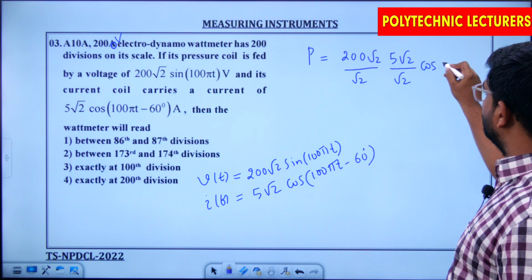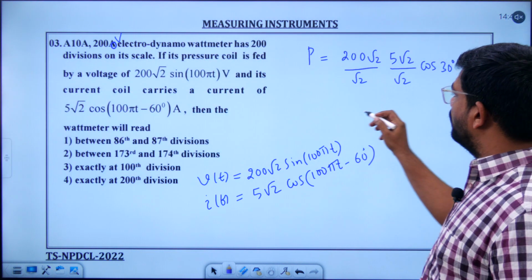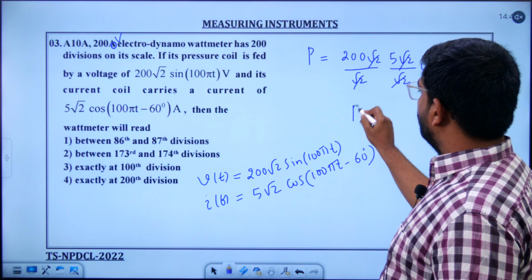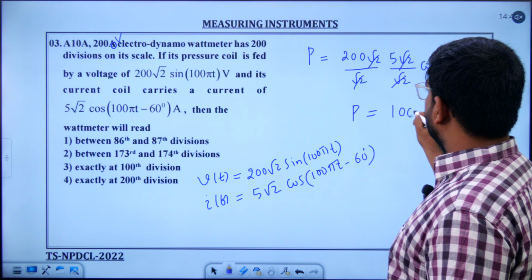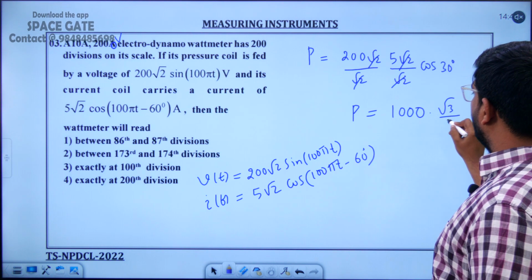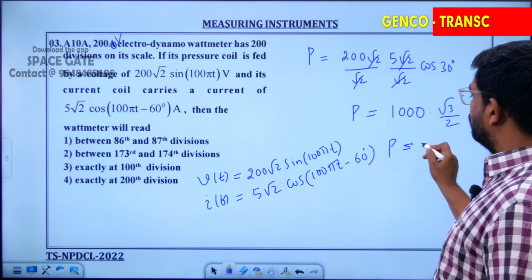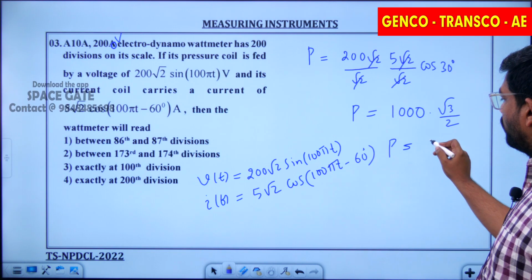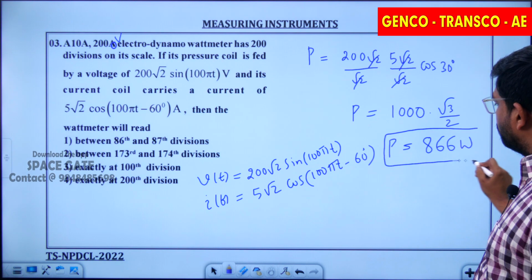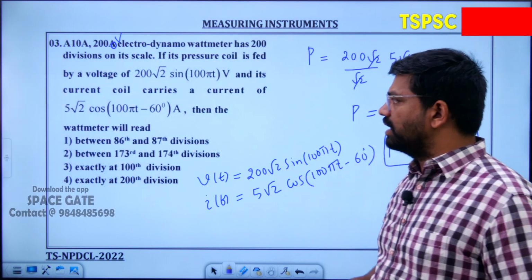So what is cos 30? Observe, root 2 will get cancelled. So now what will be the reading? 200 into 5 means 1000. Cos 30 means root 3 by 2. Root 3 by 2 value is 0.866. Means what will be the reading? 866 watts is the wattmeter reading based on the voltage and current expression.